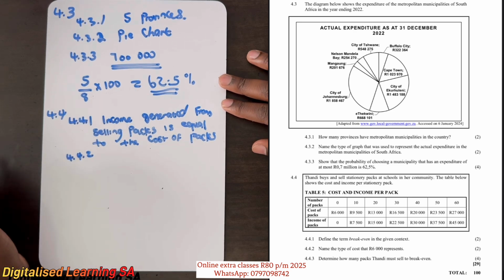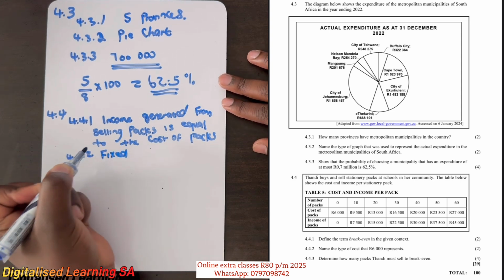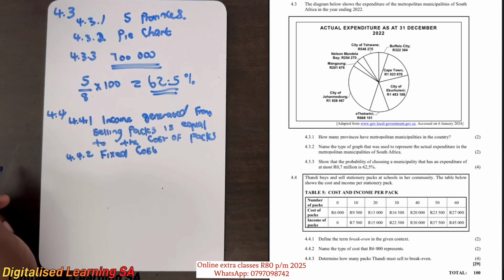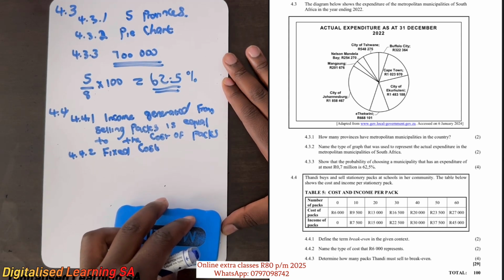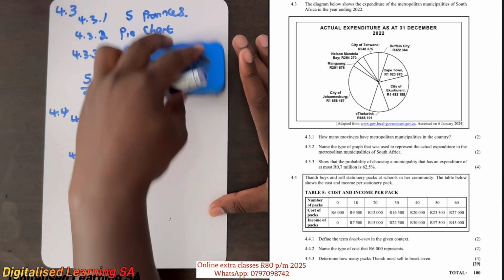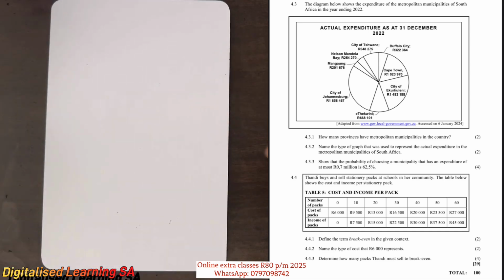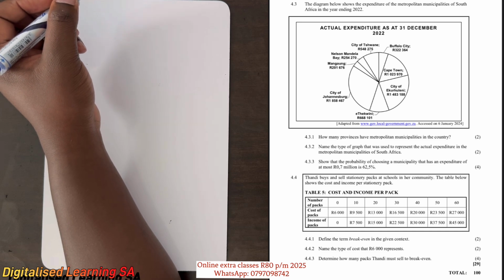Okay, so now let's move to 4.4.2. Question 4.4.2 says name the type of cost that 6,000 represents. So 6,000 represents the fixed cost. Okay, so it is not associated with the number of packs, and it's also not associated with the income of packs. So now let's move to the last question, which is question 4.4.3. Let's just make space so that we can answer it clearly.